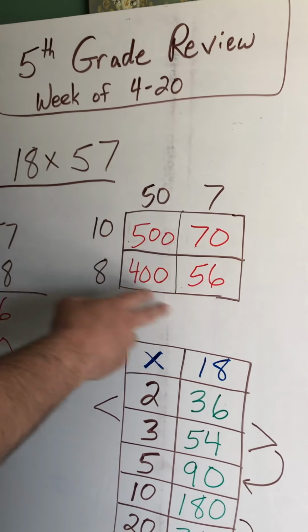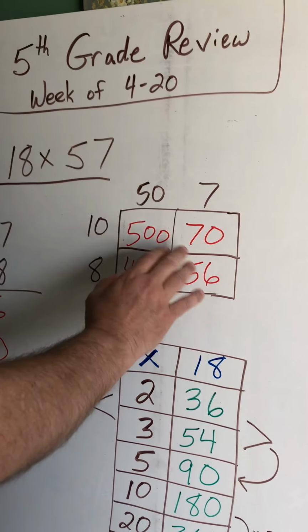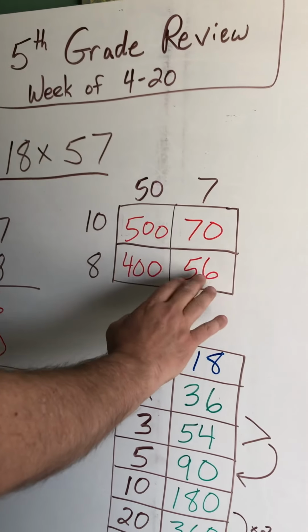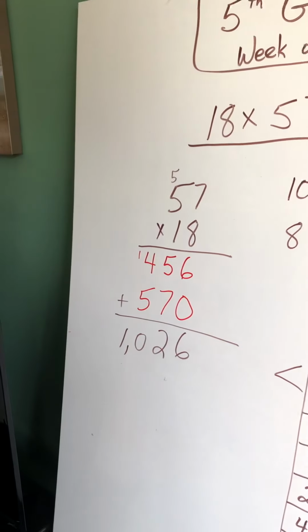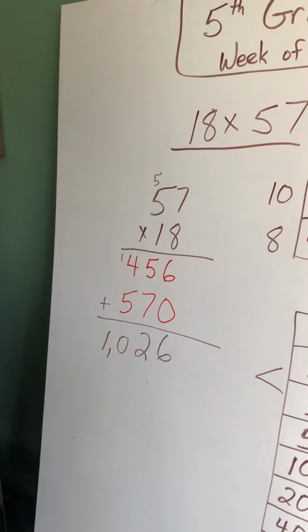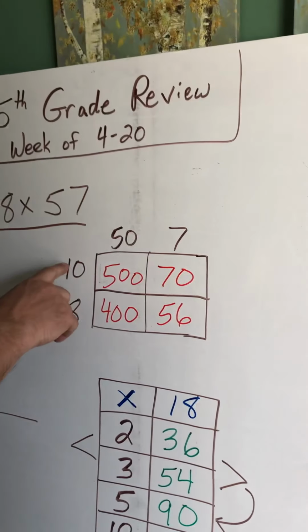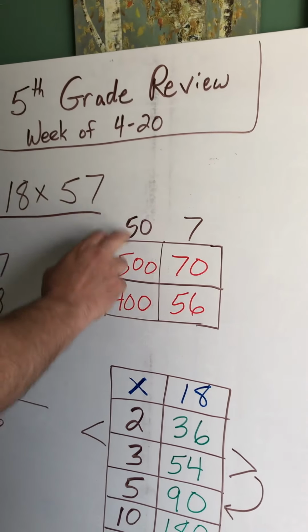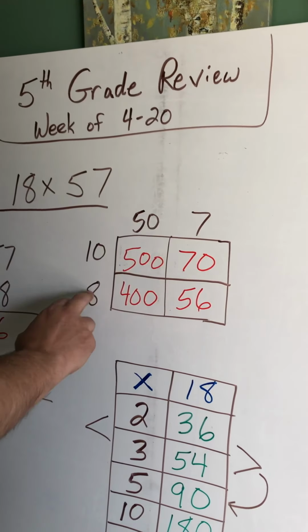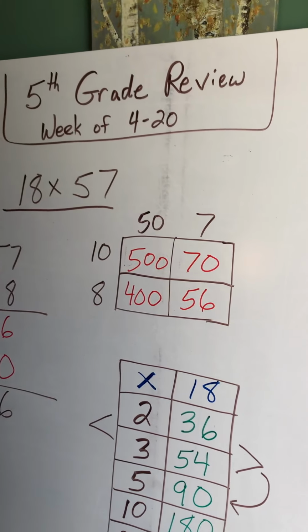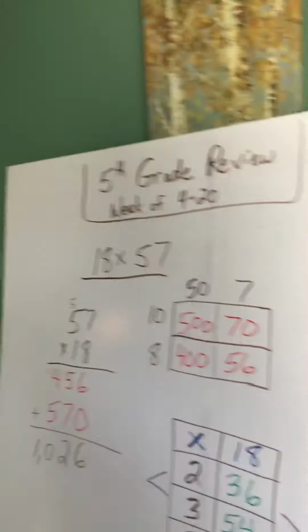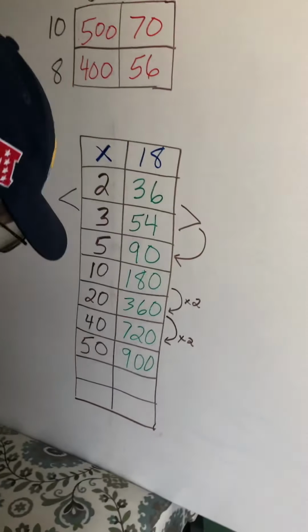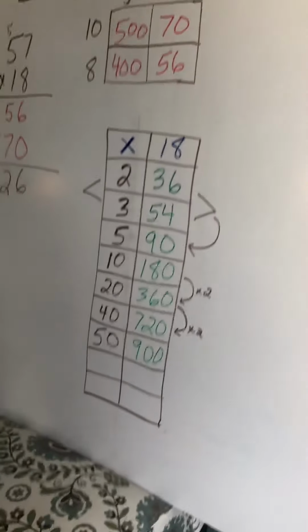So you can check my math, but if you add up 500, 470, and 56, you should get 1026, okay? So just remember 10 times 50, 8 times 50, 10 times 7, 8 times 7, and that gives you, because this is 4 digits, you have 4 partial products, okay? All right, I'm going to go down on my knees because this whiteboard's a little low, okay?